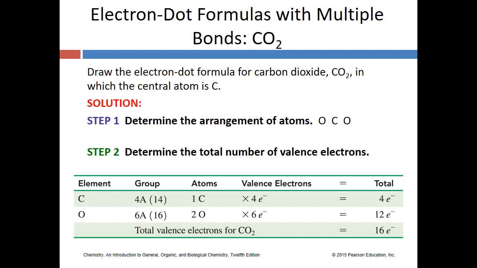So this first step is a good one. How do we arrange the atoms? Well, it doesn't say, it's telling us that the center atom is carbon. How do we know that? Well, the reason we know it's carbon is if we go to that dot diagram, there's carbon. There's oxygen. There's another oxygen.